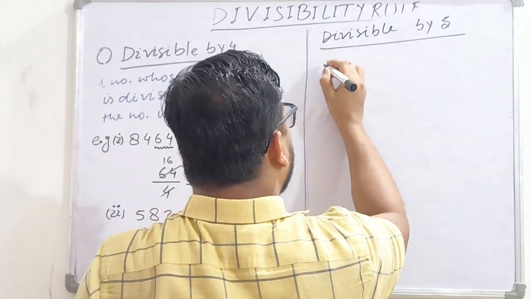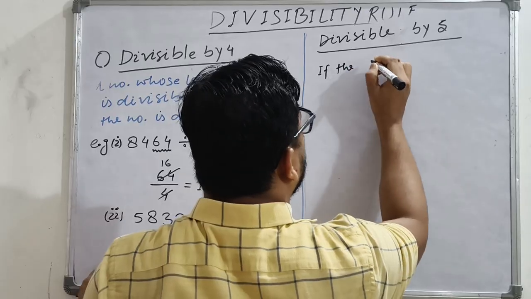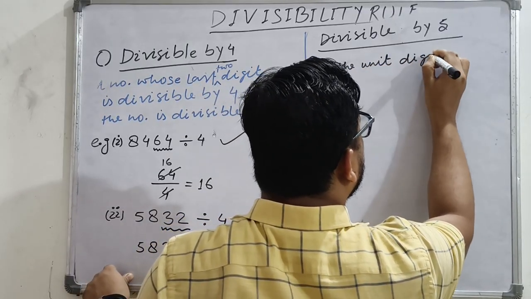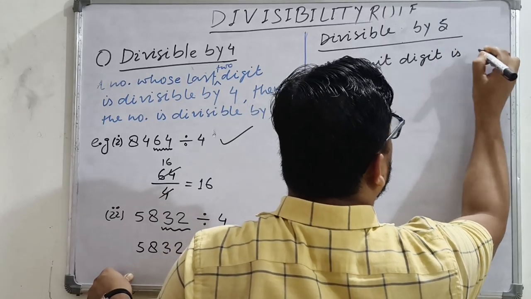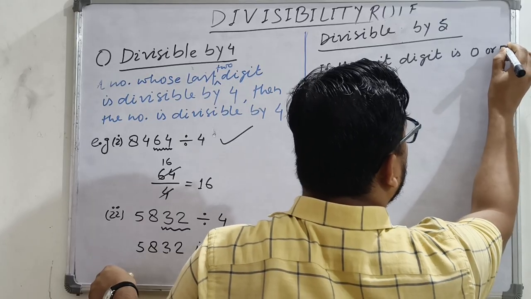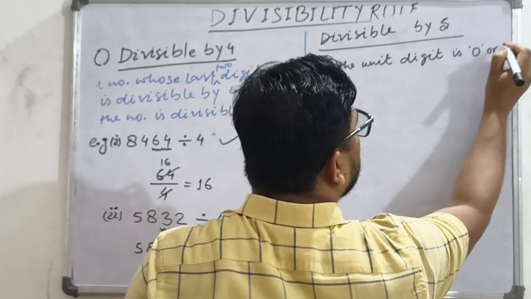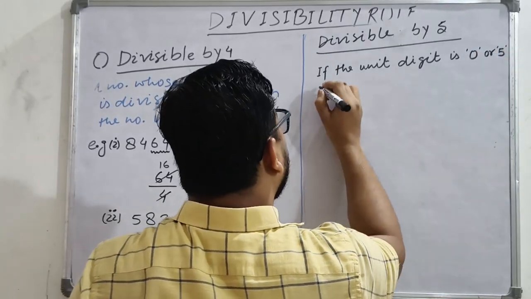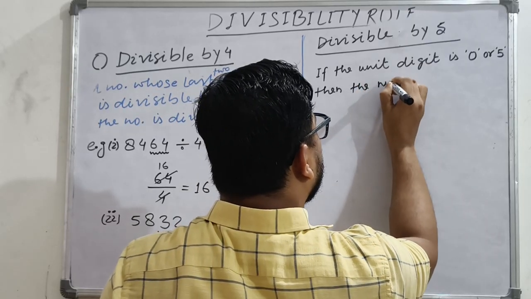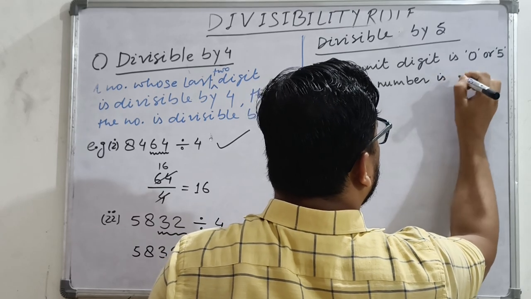Divisible by 5: if the unit digit is 0 or 5, then the number will be divisible by 5.